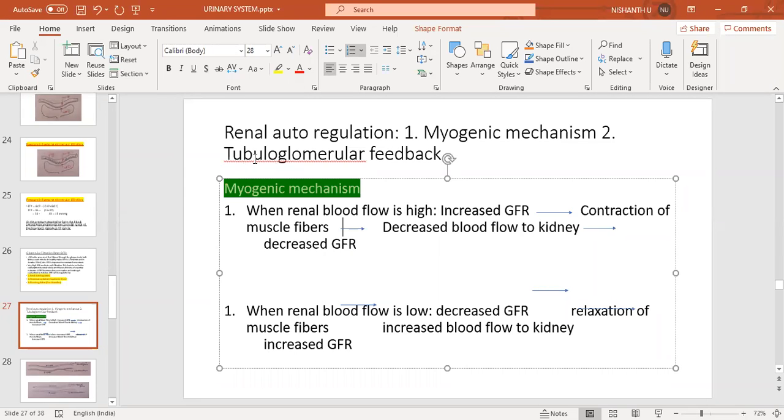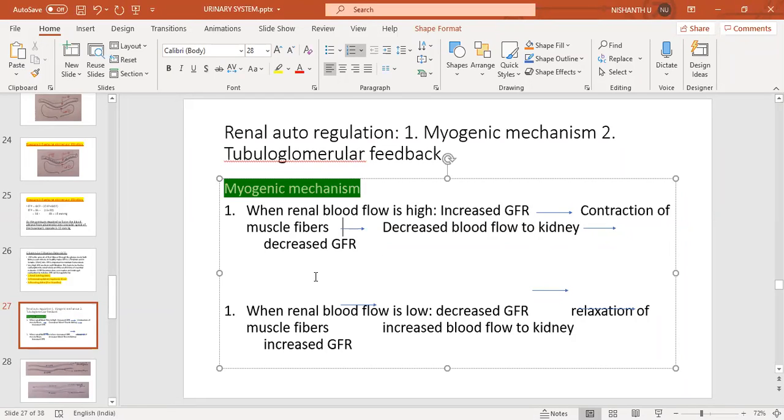Tubuloglomerular means tubes are giving information as feedback to the glomerulus. What type of information? What is this feedback it will give? It is feedback regarding the status of the nephron. This is very interesting, but a little complicated to understand.